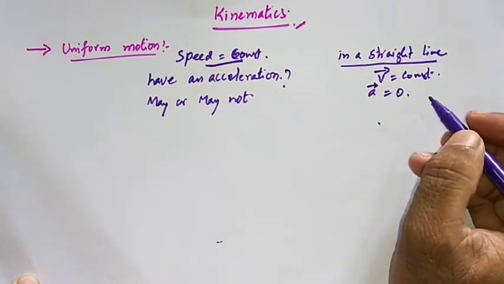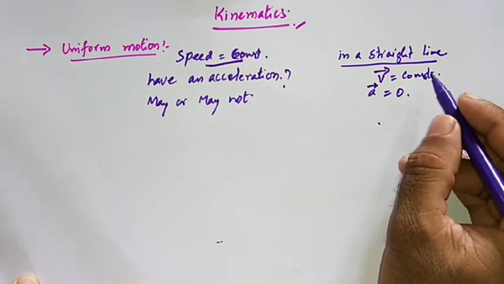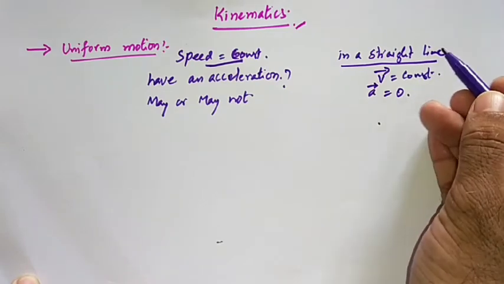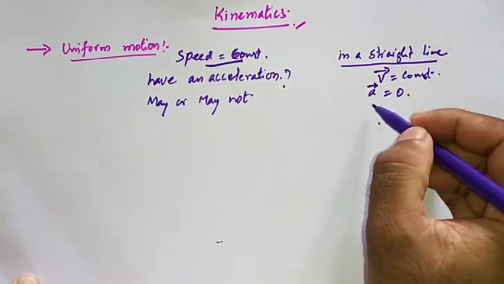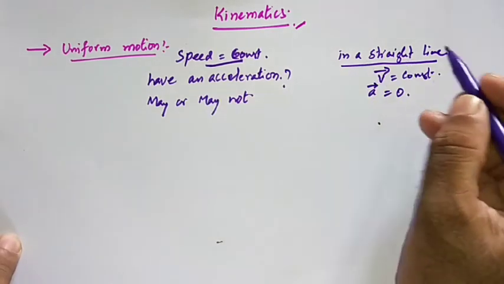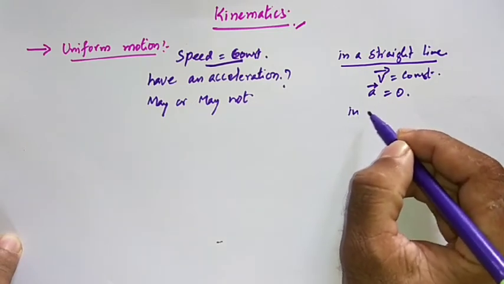When the velocity is constant, what about acceleration? Acceleration is 0. Why? Acceleration is nothing but change in velocity. As the velocity is constant, there is no change. Final velocity and initial velocity are the same, so acceleration is 0.